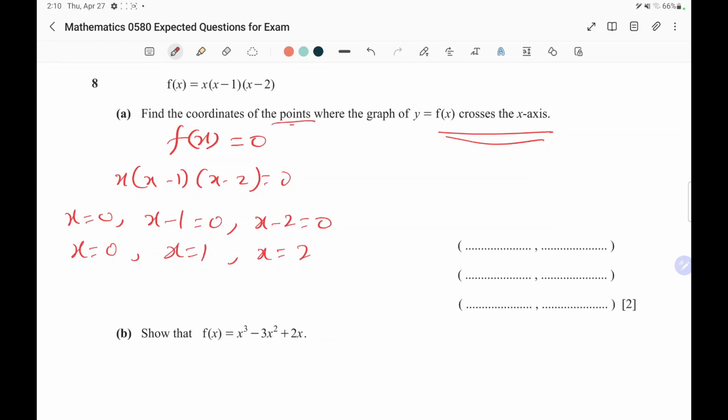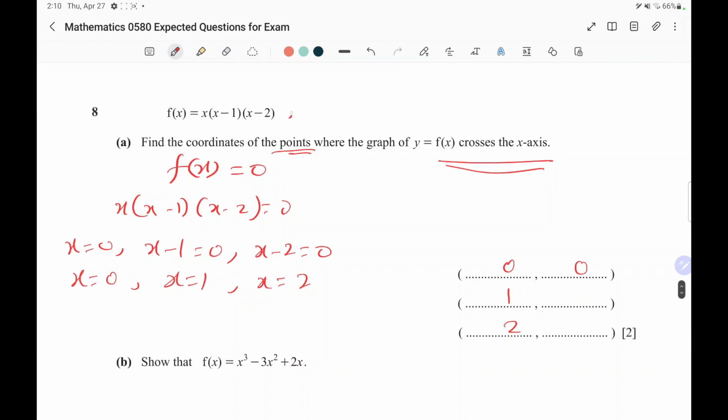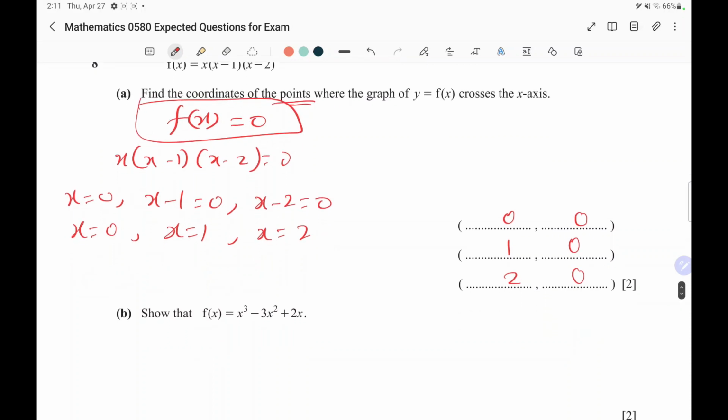To find the coordinates of the points, we need x, which is 0, 1 and 2, but we have to give y as well. So when you put x equals 0 here, it is 0 times 0 minus 1 times 0 minus 2, which is 0. So that is 0 comma 0. Now put x equals 1. So 1 times 1 minus 1 times 1 minus 2. You know that whenever it crosses the x-axis, y will always be 0. So the points are 0, 0, 1, 0, 2, 0. Right?